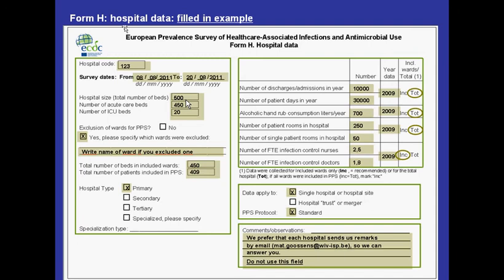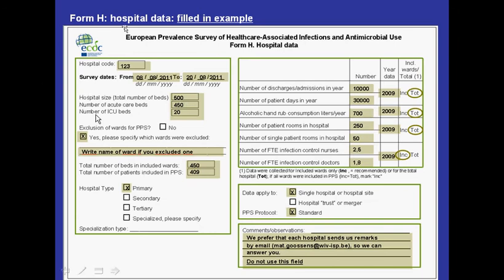Number of acute care beds, again the same system, rounding up to the nearest 25. 401 becomes 425, but 426 becomes 450. The last, being number of ICU beds, is rounded up but to the nearest 5. 6 beds become 10, 11, 15, and 16 beds become 20.